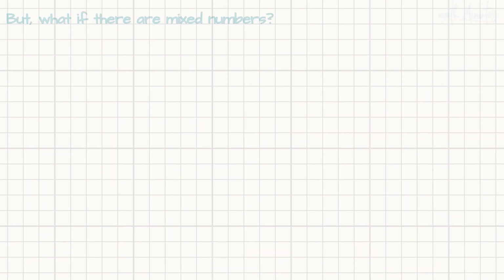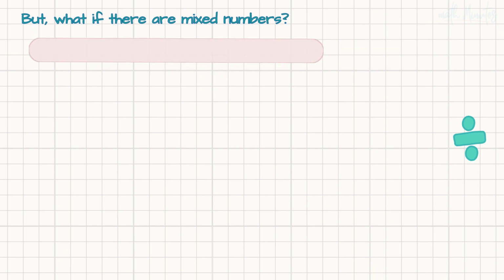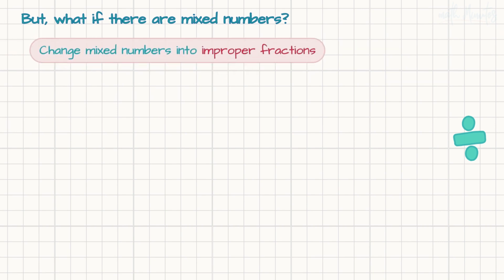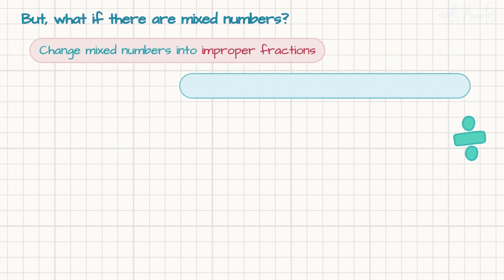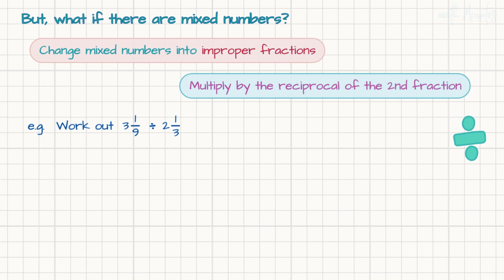When it comes to dividing mixed numbers, as with multiplication, convert them into improper fractions first. Then, multiply by the reciprocal of the second number. For example, suppose we divide 3 1/9 by 2 1/3. First, we write the mixed numbers as improper fractions.